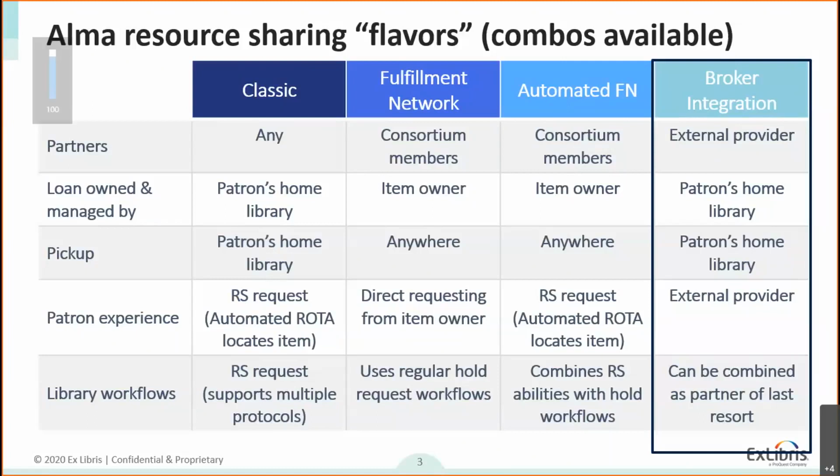Okay, so there's another system that is managing the resource sharing aspects of the process. This is Rapid ILL. The requests, like other broker requests, are actually managed by Alma on the patron's home library. And the pickup location, so to speak, is the patron's home library. Of course, when we're talking about Rapid ILL, we are talking about electronic requests, that is either book chapter scans or articles that are requested and received in digital form.